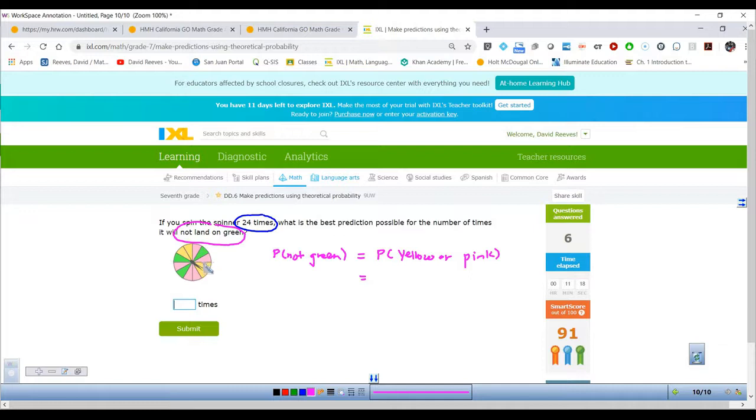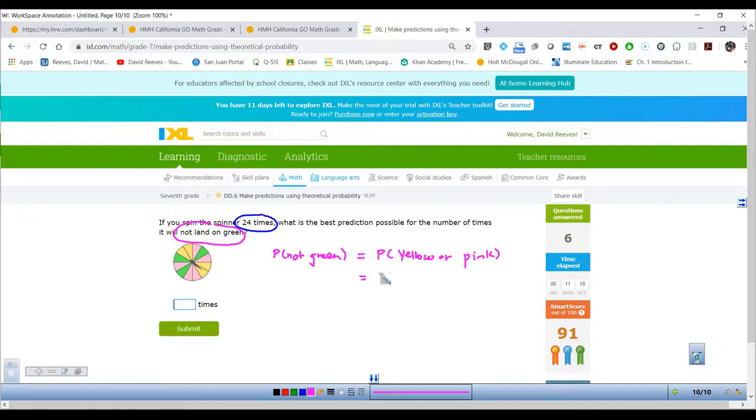I know what you're thinking. Well, what about if it lands on that line right there? All right, so when I was a kid and we played the game, if it landed on the line, we would spin it again. Okay, so we're going to say spins only count if it's on a color.